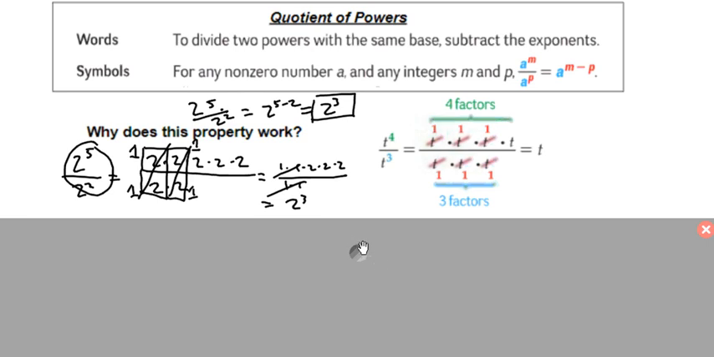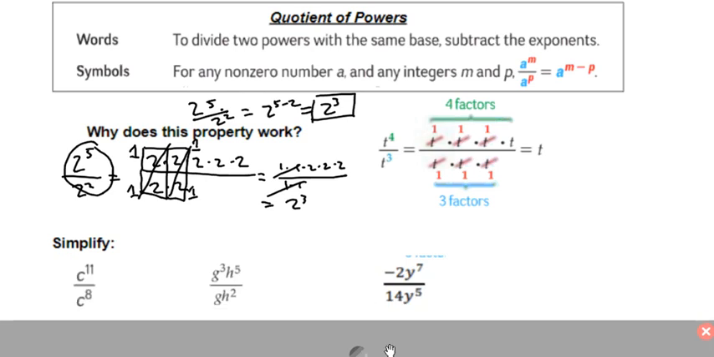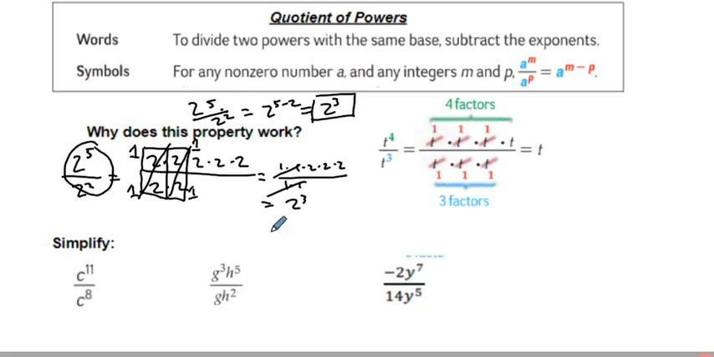Other than that, it's just a matter of practicing it. All right, so let's give you some practice here. With anything I do, if you ever want to just pause the video and try them yourself, go right ahead. The big thing is you can only do these when the bases are the same, right? Like on these examples here, I can't do anything with my H and my G together.